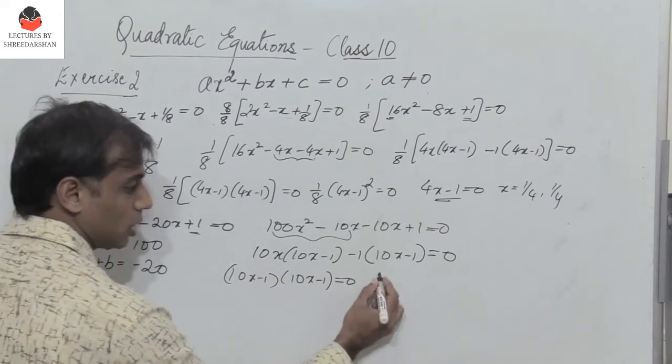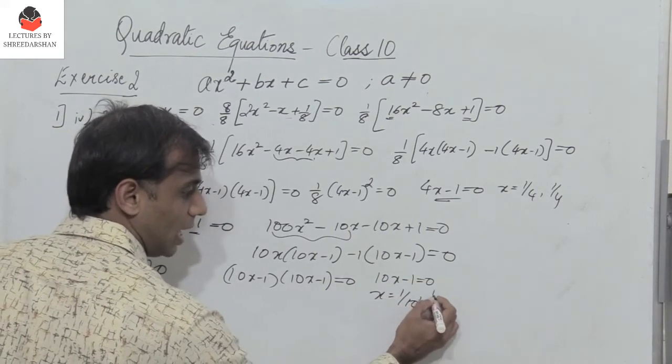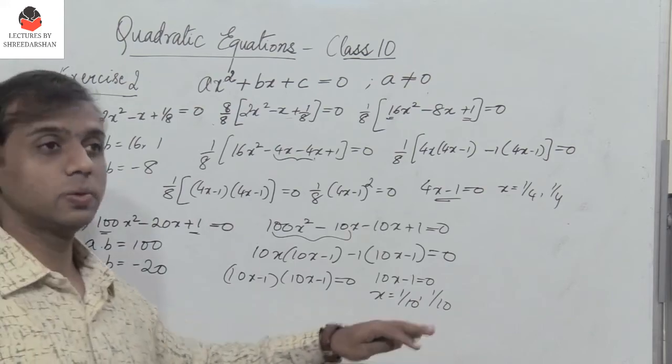So if I equate one of them, 10x minus 1 equal to 0, I get x equal to 1 by 10, and again 1 by 10. So here the roots are repeating, right? So both the roots are the same and they are equal to 1 by 10.